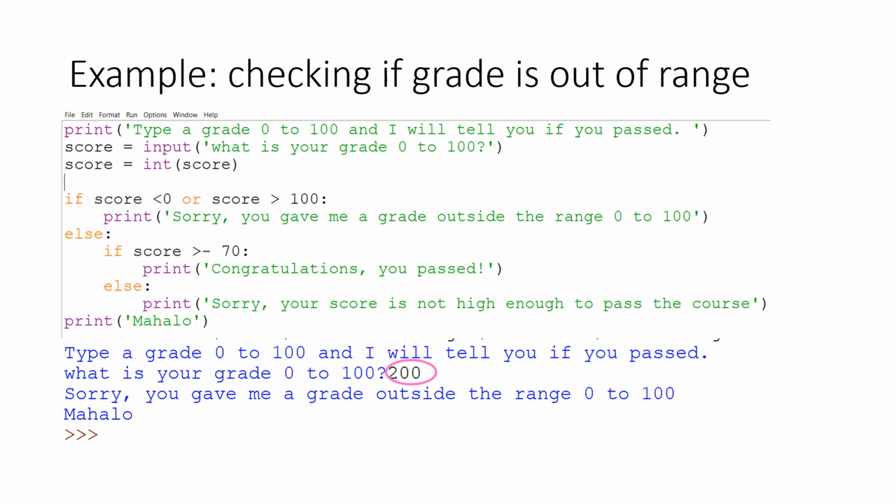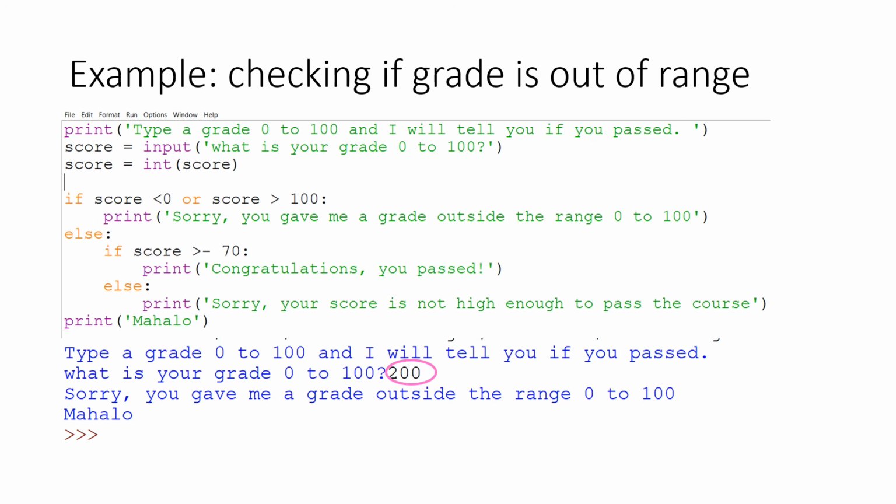Else, so if the value is correct, then I'm going to do something with it. So if the value is correct, I'm going to check if the person passes or fails. So if the score is greater than or equal to 70, congratulations, you passed. Else, sorry, your score is not high enough to pass the course.